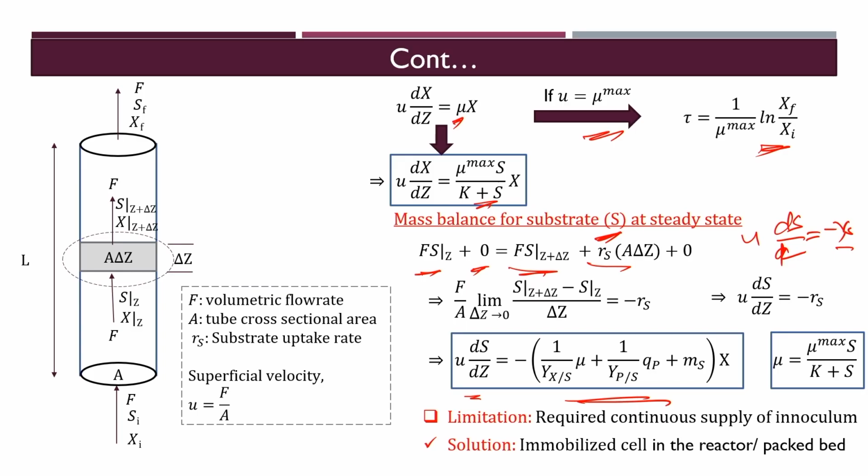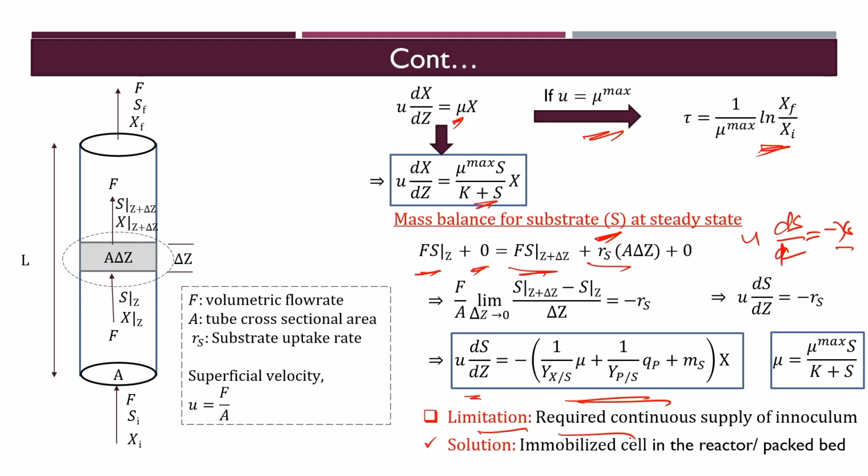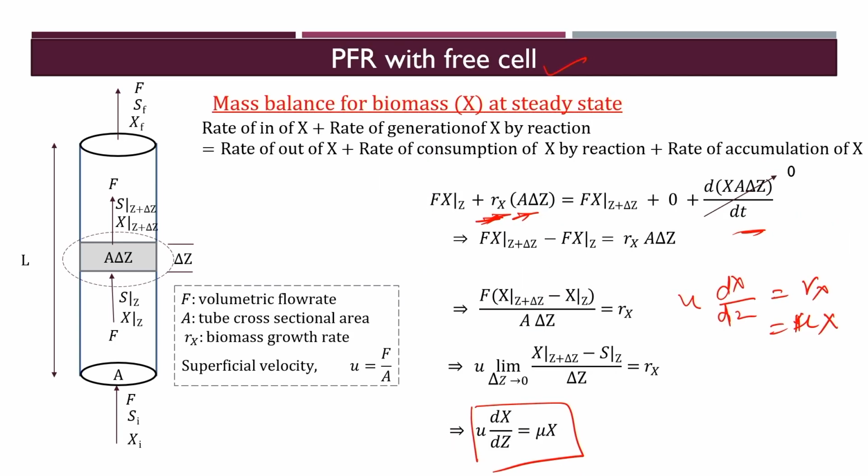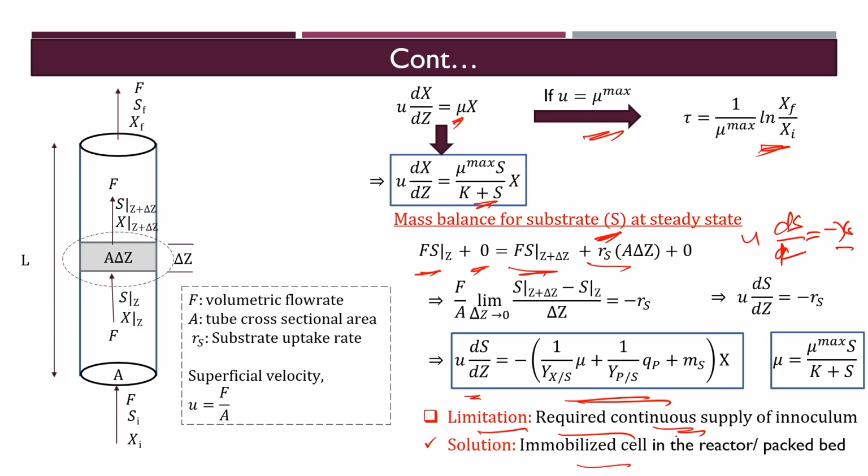So, in this way we should be able to calculate the biomass balance and the substrate balance for the plug flow bioreactor. So, there are certain limitations, it requires the continuous supply of inoculum because whatever is going in, it is going out, there is no lateral mixing. So, what is the solution? The immobilized cell in the reactor, or we can go with the packed bed. So, somehow we have to immobilize the cells if we do not want continuous supply of inoculum.